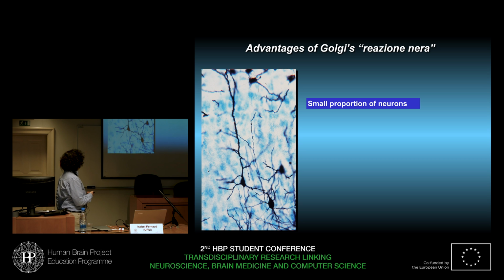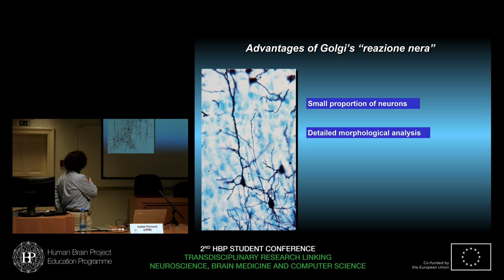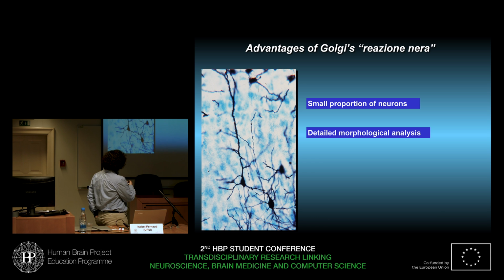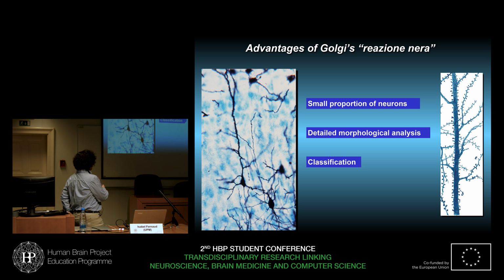What were the advantages of Golgi's reazione nera? Well, it stained only a small proportion of neurons, and that is a point that may seem a disadvantage, but in fact, this allows you to carefully study the morphology of each neuron. So you can distinguish all the features that characterize the neurons. And furthermore, it makes possible a classification of the neurons.